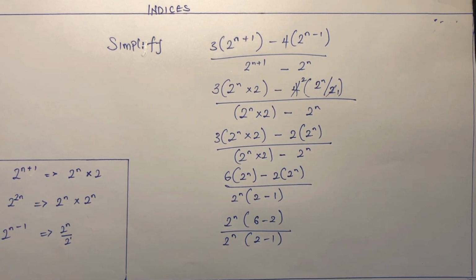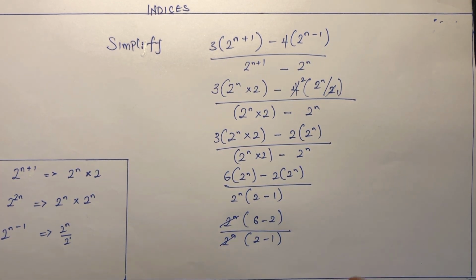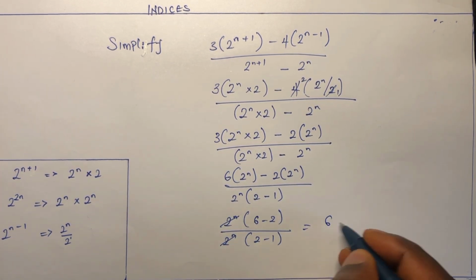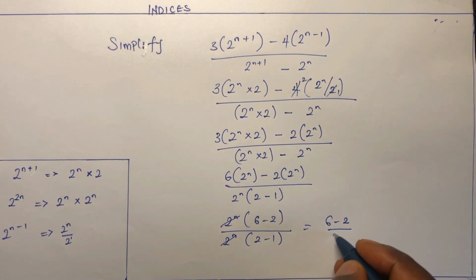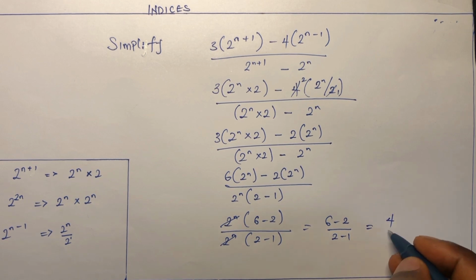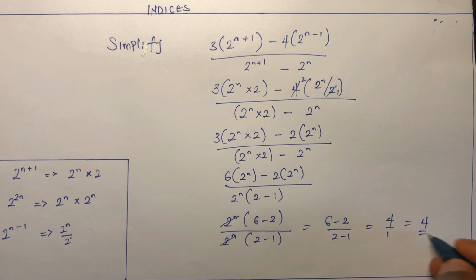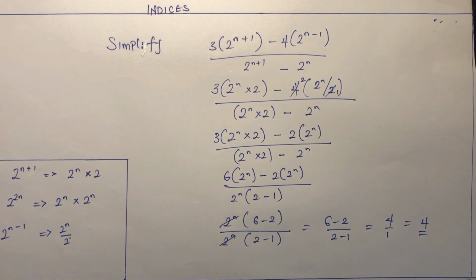Right, and in this case we can actually cancel this common factor right here, so we are left with 6 minus 2 divided by 2 minus 1. This gives us 4 over 1, which is also equal to 4. So this is the correct answer to this problem.